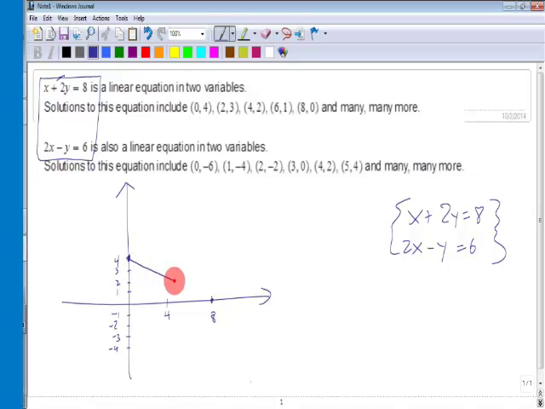When we do connect the dots with a reasonably straight line, there we go. We notice that these other points are on there as well. 2, 3, there's 2, and there's 3. And 4, 2, there's 4, and there's 2. And 6, 1, there's 6, and there's 1. And of course, 8, 0, and 0, 4. And many, many other ordered pairs satisfy this because many, many other points, obviously, are on this straight line.